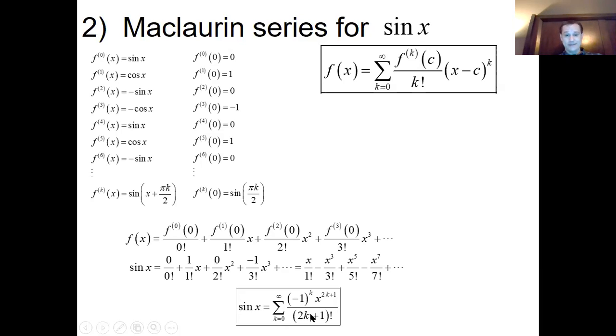When k is 0, what do you get? 2 times 0 is 0, plus 1 is 1. You got a 1 factorial start. When k is 1, you'd get 3 factorial. When k is 2, you get 5 factorial. So great, the bottom is going like I want.